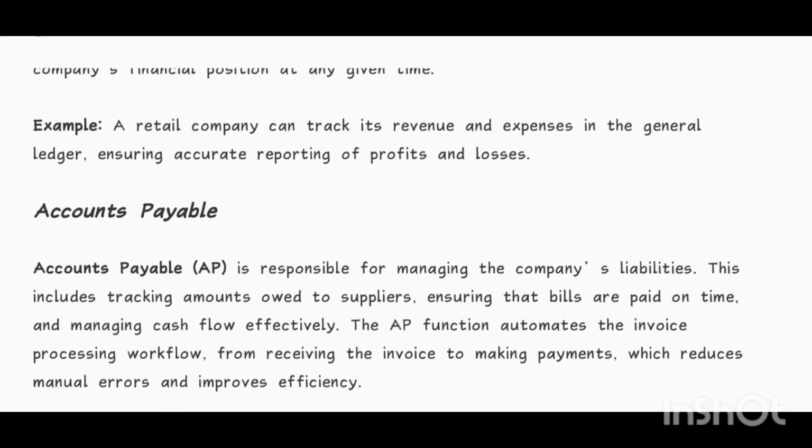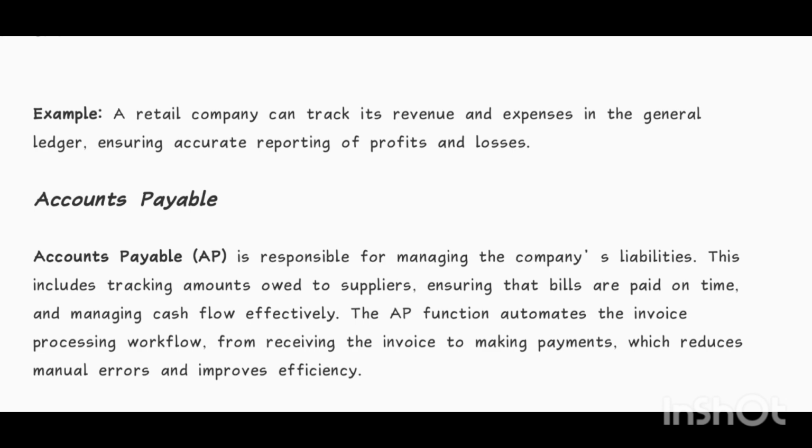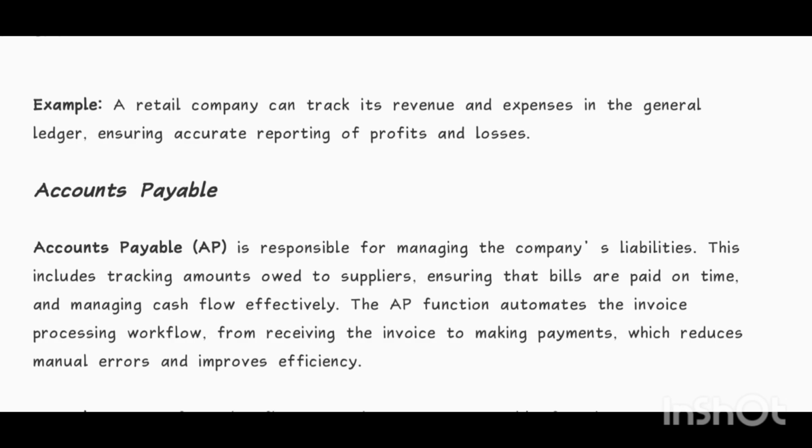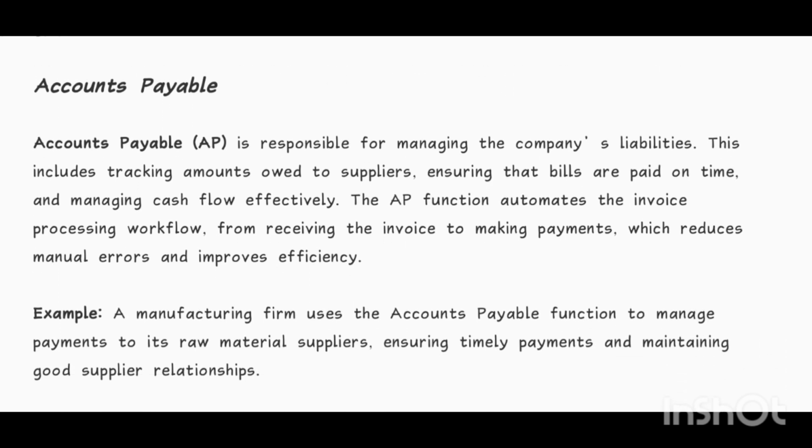Example: a retail company can track its revenue and expenses in the general ledger, ensuring accurate reporting of profits and losses. Accounts payable. Accounts payable, AP, is responsible for managing the company's liabilities. This includes tracking amounts owed to suppliers, ensuring that bills are paid on time, and managing cash flow effectively.